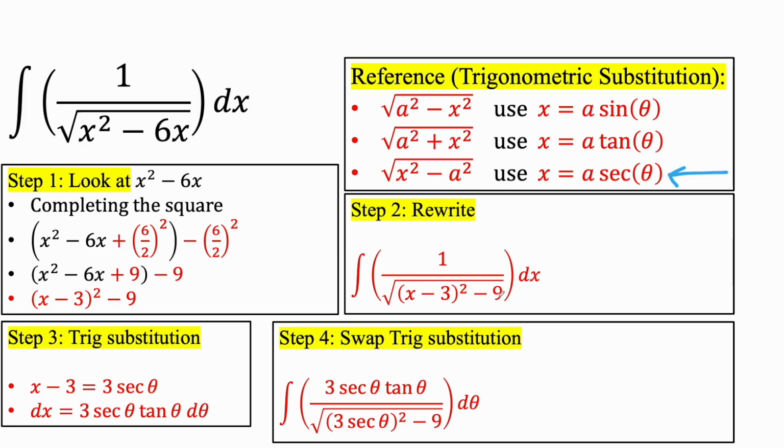So in our case, instead of saying 9, I'm going to say 3 squared. So our a term is 3. So we have x minus 3 is equal to 3 secant theta. Then we take the derivative of this piece. The derivative of x is 1, so we have dx. And the derivative of secant theta would give us secant theta tan theta. And then we're going to swap. So instead of saying x minus 3, I'm going to say 3 secant theta right here. Likewise, instead of saying dx, I'm going to say 3 secant theta tan theta d theta. Now there's more steps to this problem, so let's continue.